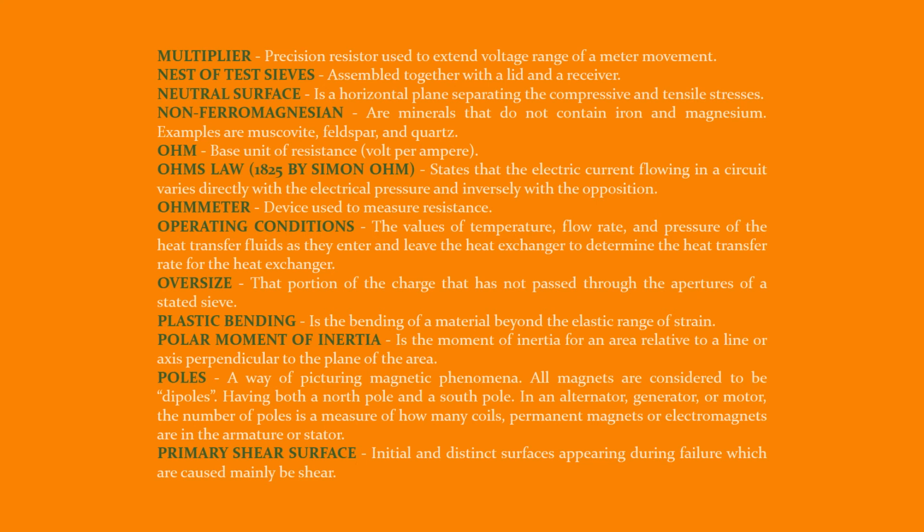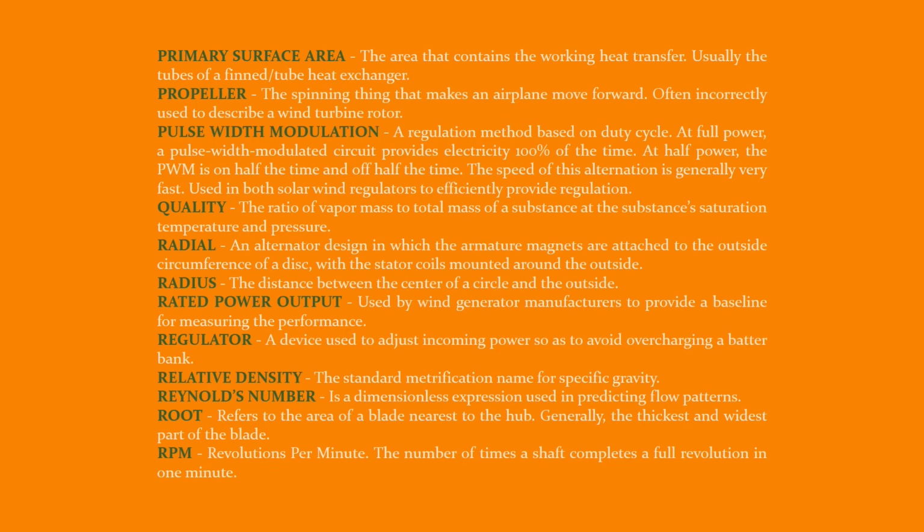Primary shear surface, initial and distinct surfaces appearing during failure which are caused mainly by shear. Primary surface area. The area that contains the working heat transfer. Usually the tubes of a finned tube heat exchanger. Propeller. The spinning thing that makes an airplane move forward. Often incorrectly used to describe a wind turbine rotor.